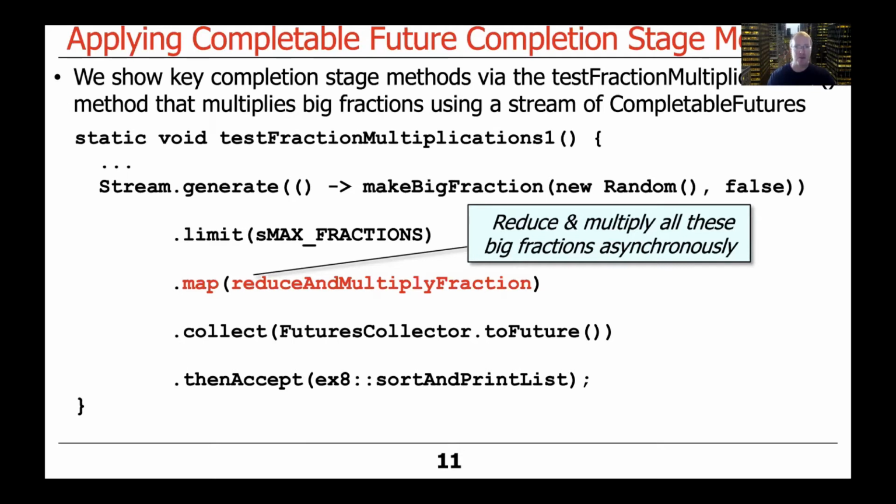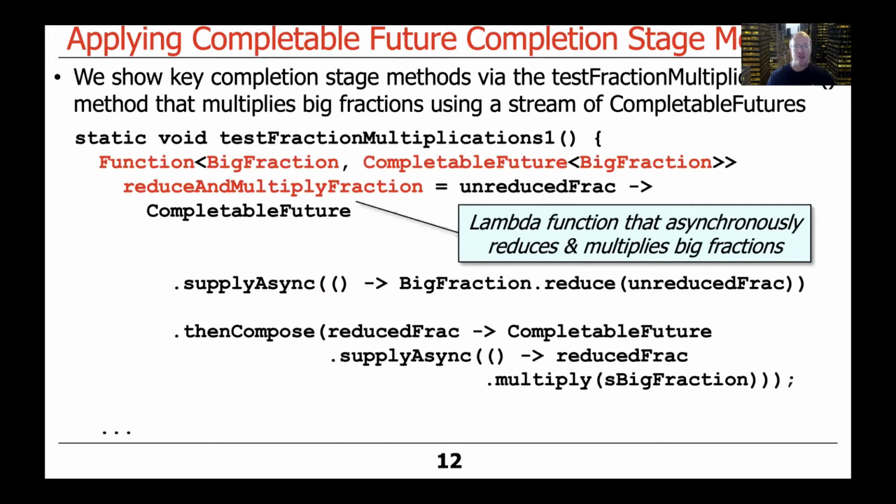It's a local variable that's going to be a lambda. So here's the lambda function that we're going to be using here. It's called reduce and multiply fraction. So of course, it's going to be doing this all asynchronously. And so let's take a look and see how that actually gets performed. And we'll look at a couple of different variants.